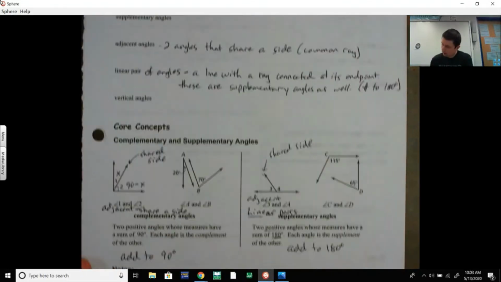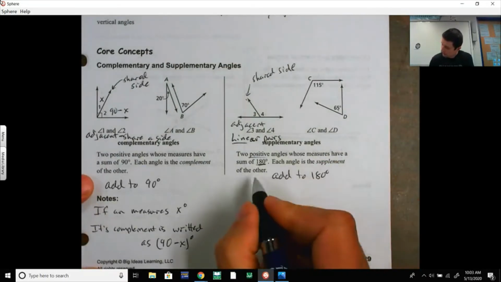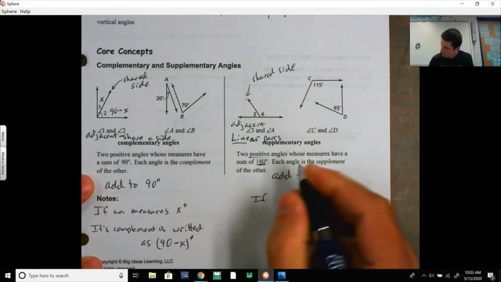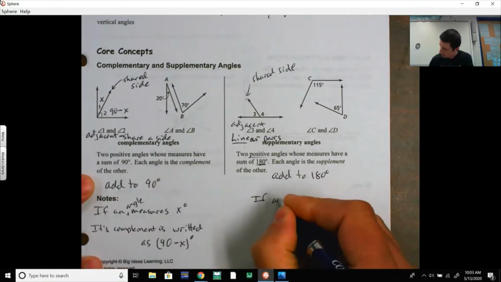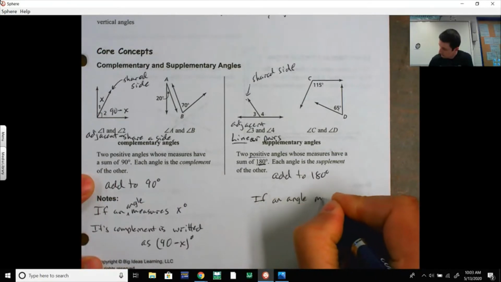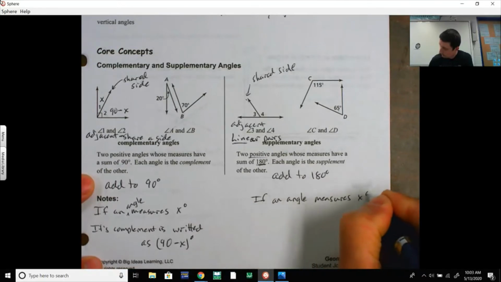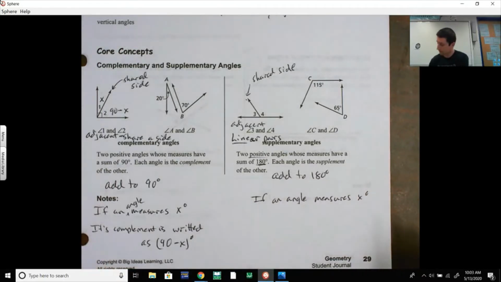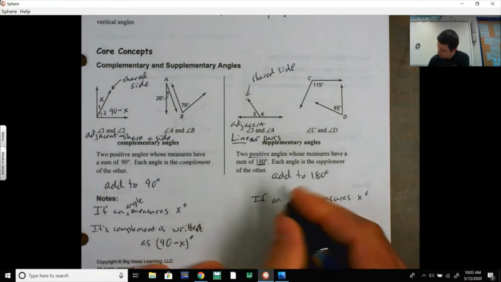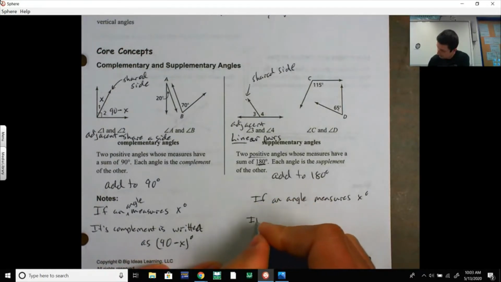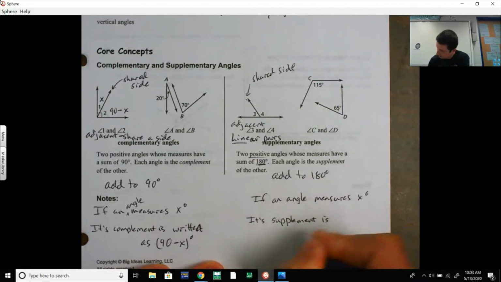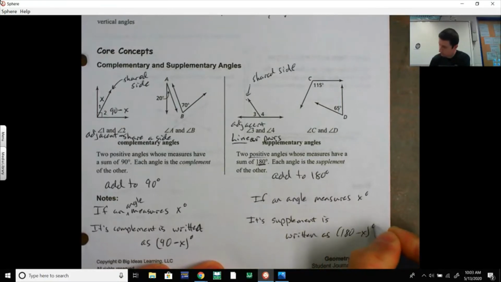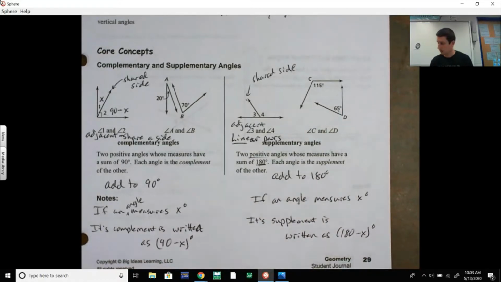So back to the supplementary angles. If an angle measures x degrees, how would you write its supplement? Its supplement is written as 180 minus x degrees. 180, the total, minus the part.